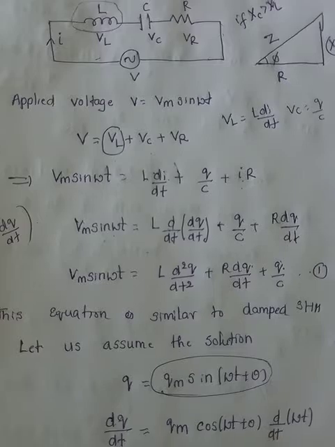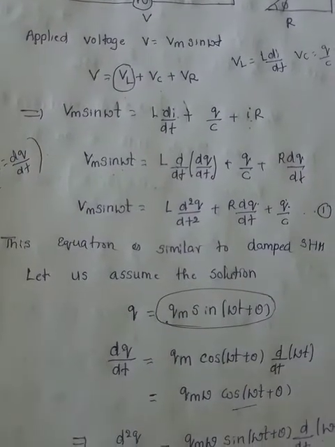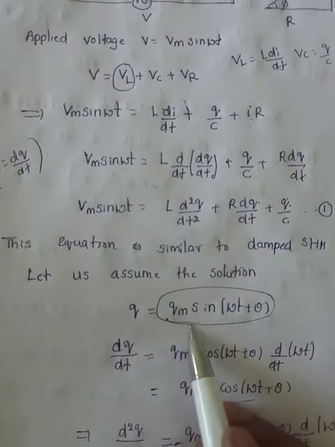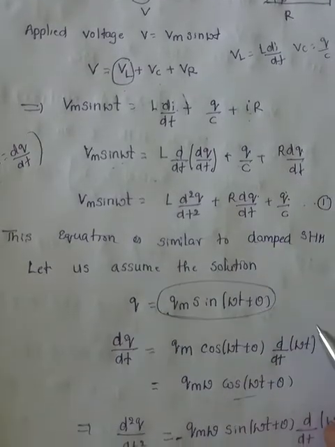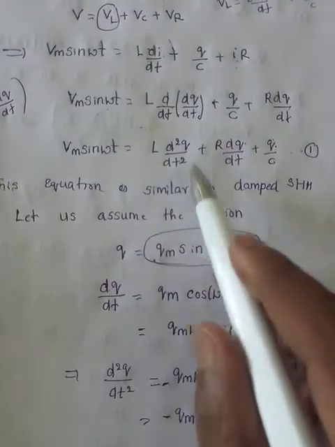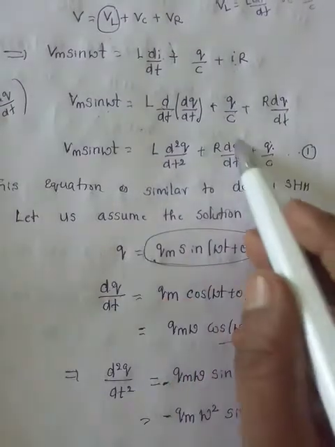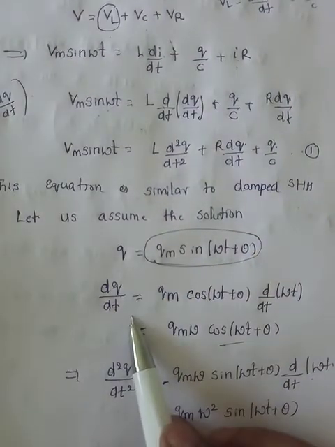So we assume one solution in terms of charge. The charge Q is equal to Qm sin of omega t plus theta. Differentiating on both sides, because we have d square q by dt square and dq by dt, we differentiate once.